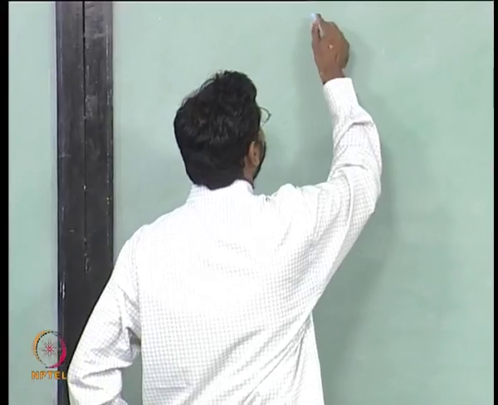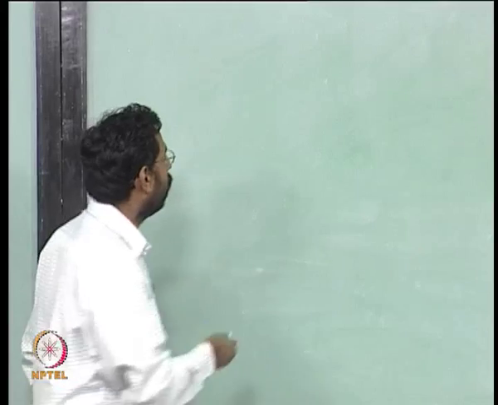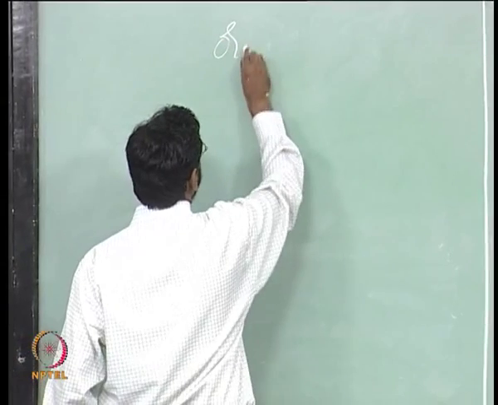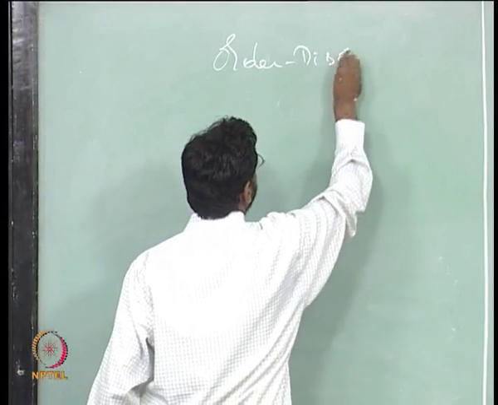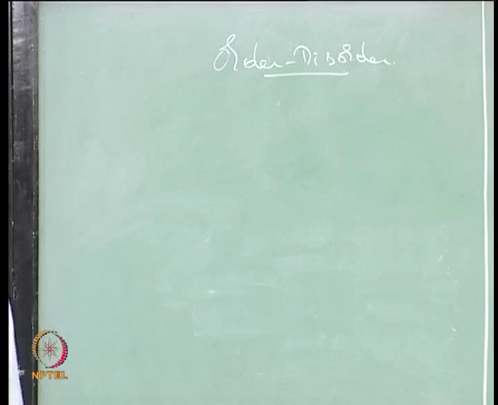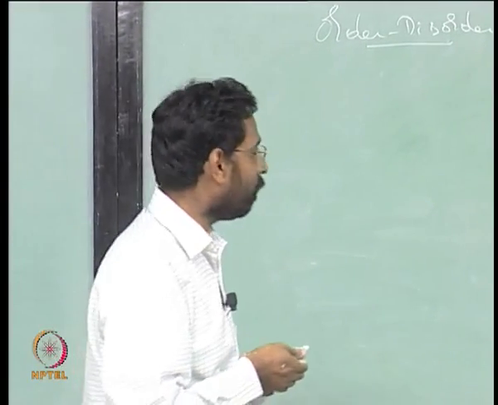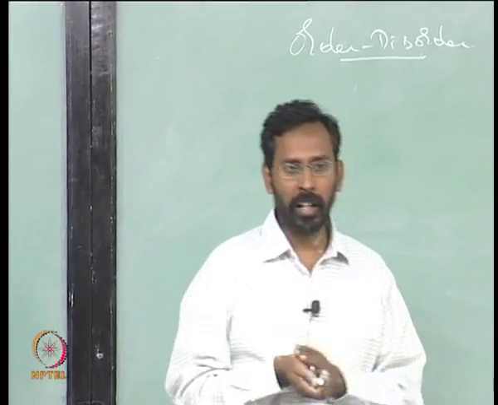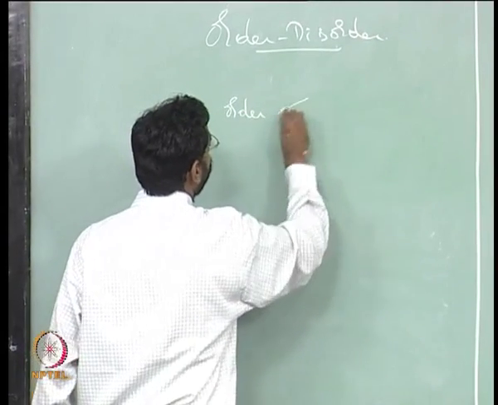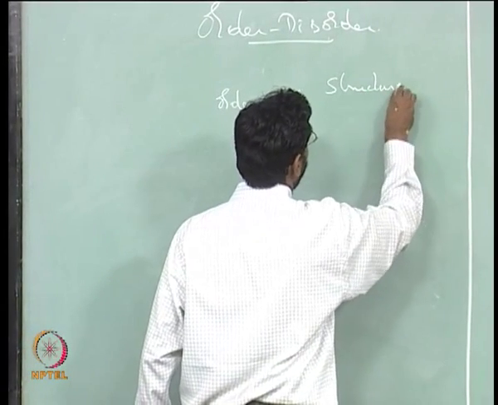Now, let us look at the other type of transformation which we have not covered so far, the order disorder. Before we actually go into the thermodynamics, let us look at how we recognize this order disorder transition in a material. Whenever we say order and disorder, I think all of you are aware, there are two types of order in a material. We talk of structural order and we talk of chemical order.